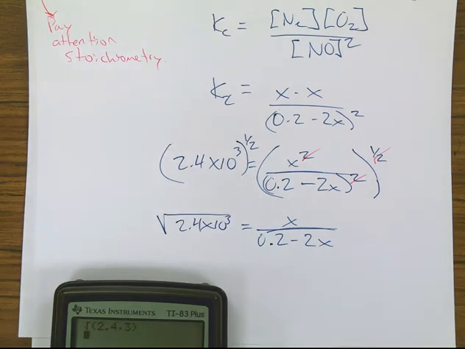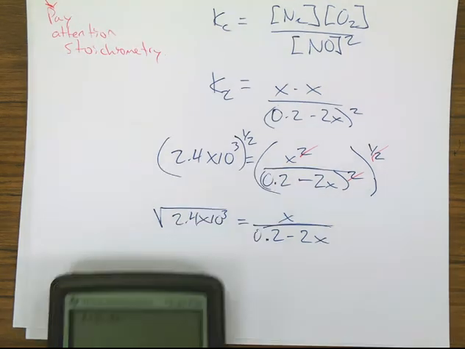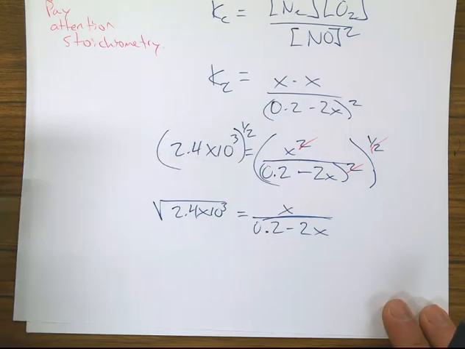Oops, actually I don't get an answer. I typed it in totally wrong. Let me do this one more time, 2.4. And I like to hit the E button. Let me show you what I'm doing on my calculator. E3. Then I hit enter, and I get a big old number.